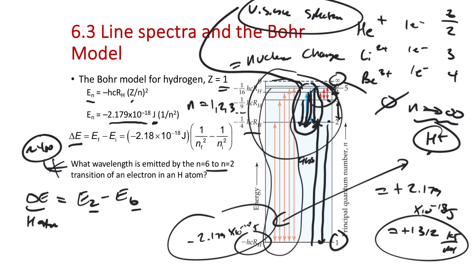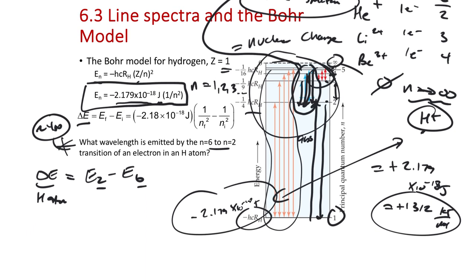And I can do one of two things. Usually this is the given equation on a test. So on a test, if this is the equation I have to use, I'm just plugging in negative 2.179, which a lot of times they round to negative 2.18 times 10 to the minus 18 joules. I'm taking that times 1 over 2 squared, and then subtracting that 1 over 6 squared. So I'm just going to plug into that equation.